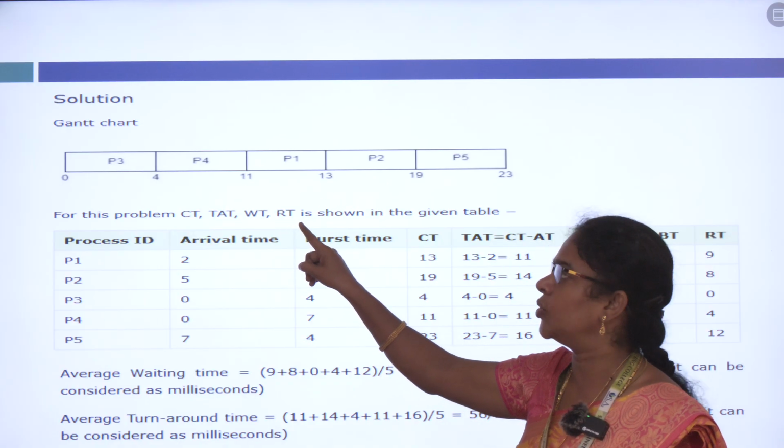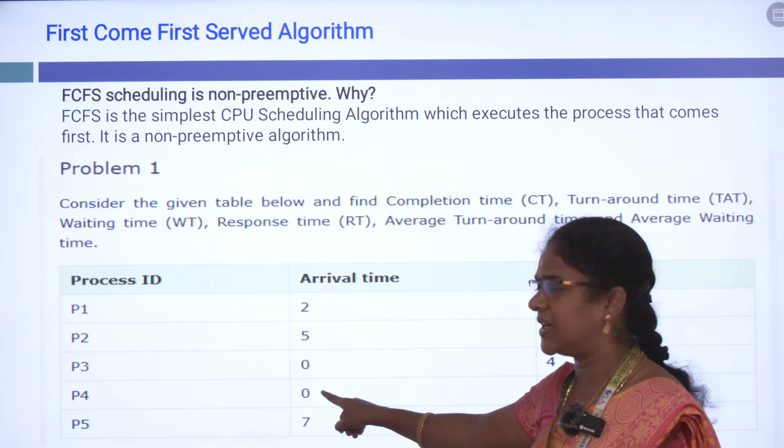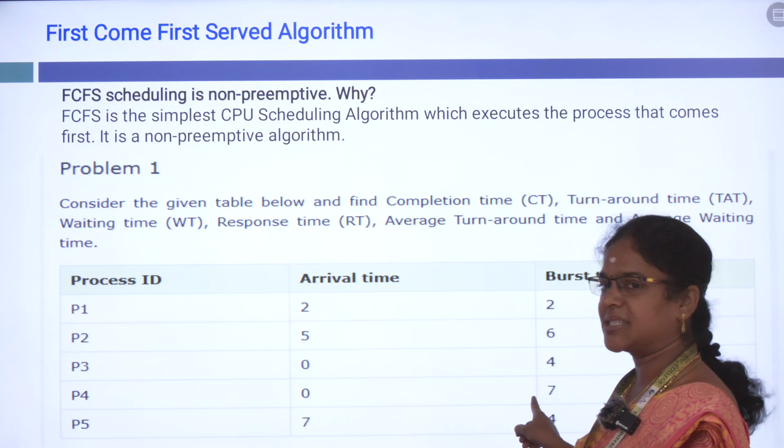Next, we start from the next process. What is the next process? The next process with arrival time 0 is P4. What is its burst time? 7.